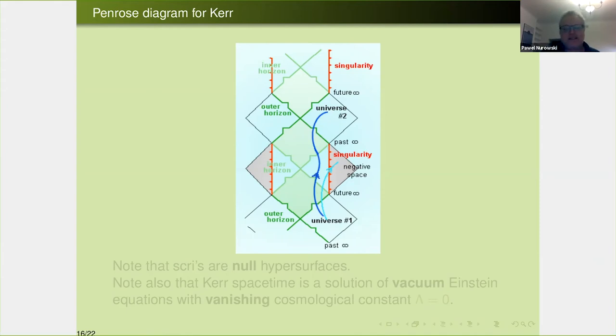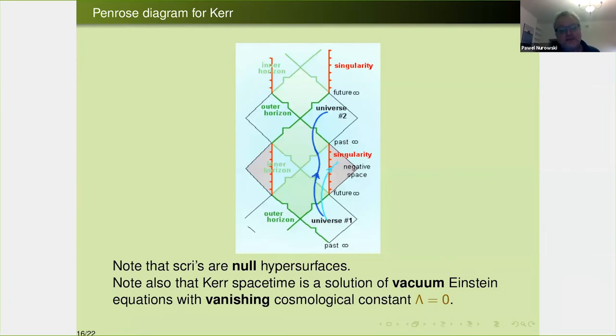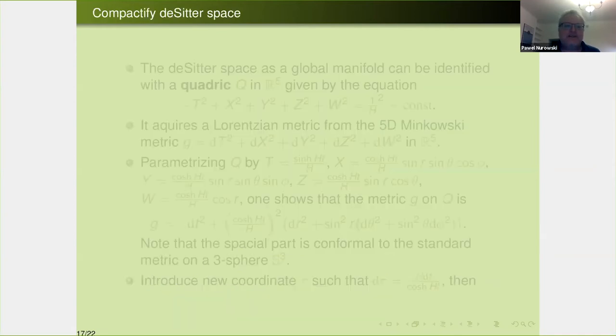And this is the Penrose diagram for the Kerr solution, for the maximal analytic extension of the Kerr solution. Again here, scri plus, scri minus, and scri plus are null hypersurfaces because the Kerr is a vacuum solution of Einstein equations with vanishing cosmological constant again. So now let's do something with non-vanishing cosmological constant. So let's try conformal compactification of the de Sitter space. So the de Sitter space is just next to Minkowski.